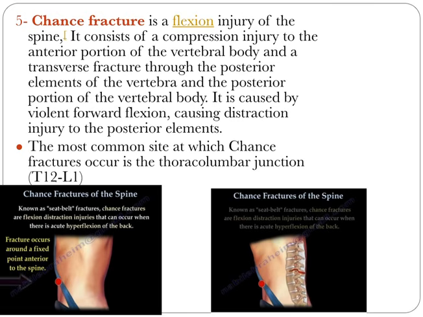Chance fracture, or sometimes called the seatbelt fracture, is a fracture that results from a flexion injury to the spine, and it consists of a compression injury to the anterior portion of the vertebral body with transverse fracture through the posterior element of the vertebra and vertebral body. The most common site is at the thoracolumbar junction, T12-L1. It can be purely bony or purely ligamentous or bony ligamentous injury.